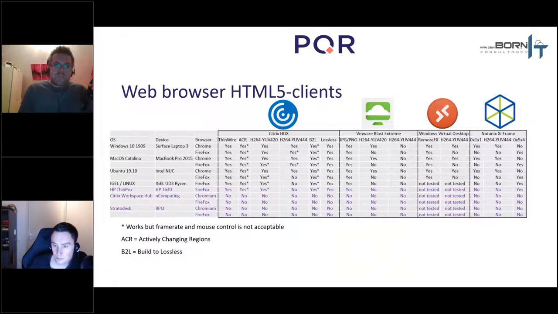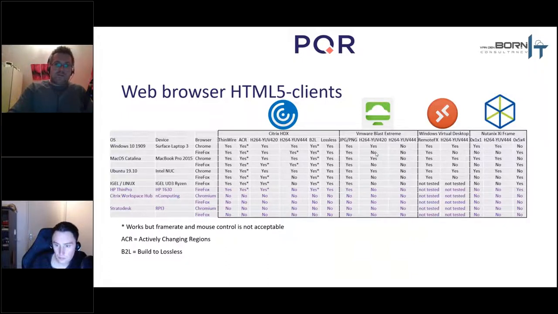And what we've noticed is that when the actively changing regions encoder, the selective encoder, is in use, then it technically works, but the frame rate and the mouse control are not acceptable in the HTML5 client. So we mark this with a star. So maybe it's better to use a more common codec when using an HTML5 client from a Citrix perspective.